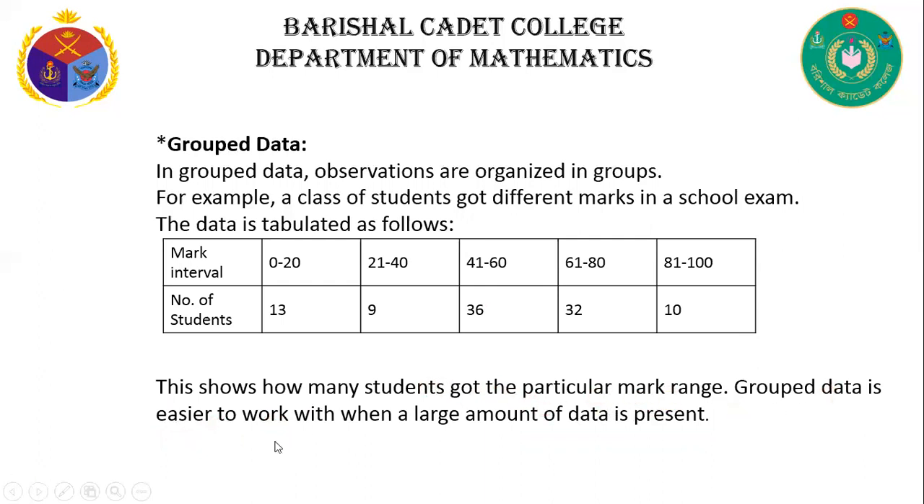Grouped data is easier to work with when a large amount of data is present. Here, the total amount is 0 to 100. That's why when the data is large, then grouped data is easier to work with or to solve problems.